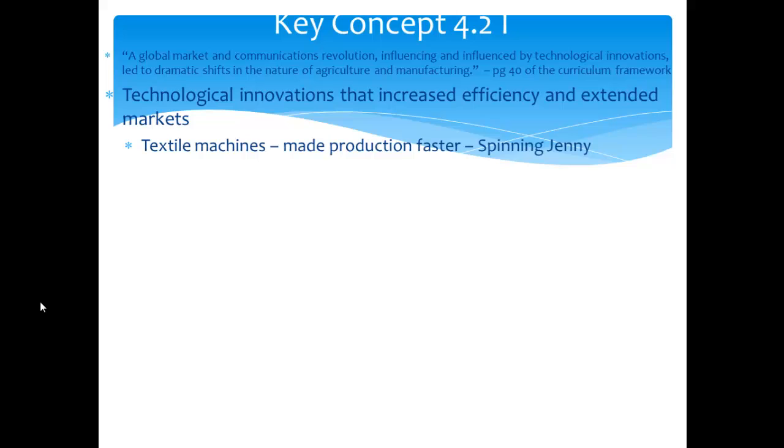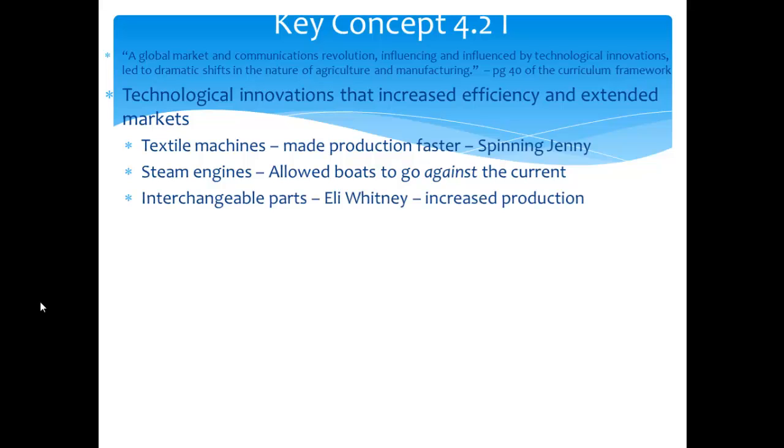So we have textile machines, things like the spinning jenny, which made production faster of textiles or cloth. Steam engines is another example, and this allowed boats to go against the current. This is important when it comes to shipping products on rivers. You could go upstream or against the current. So this allows for faster shipping.